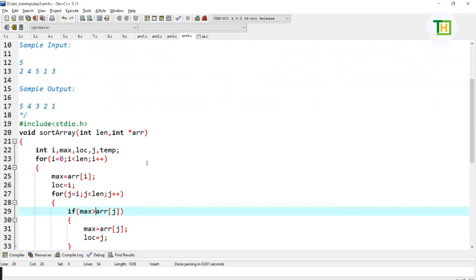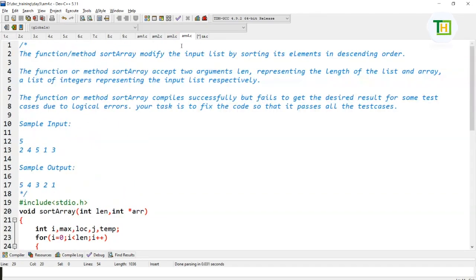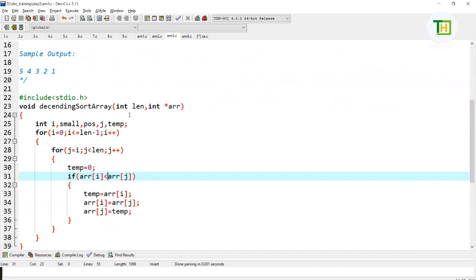Clear, everyone? There are three questions in total on sorting: descending sort array, ascending sort array, and sort array. Just go for this one and change. If it is greater than, change it to less than. If it is less than, change it to greater than. That's it. There is no need to write anything. Clear?